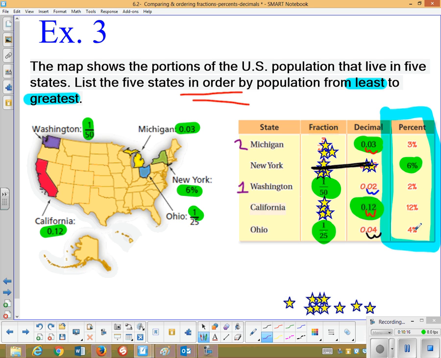Then the next one would be Ohio with 4%. And then the next one would be New York with 6%. And the last one would be California. It is the most populated state because we are the largest state. Okay? So this was just a comparison to show you how to put numbers in order from least to greatest. And remember, you have to make sure they're the same kind.